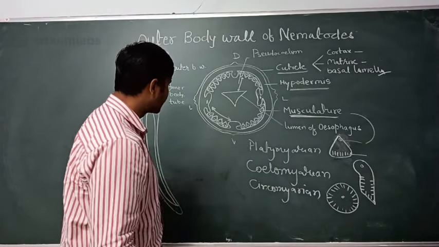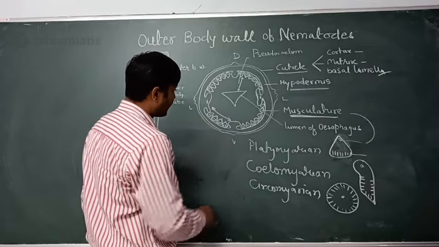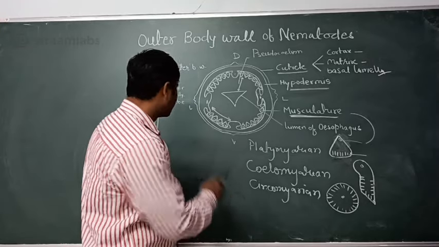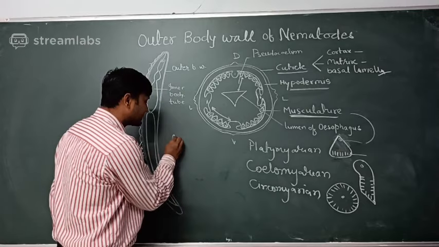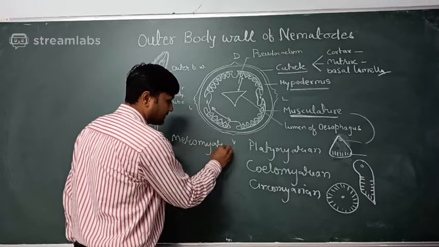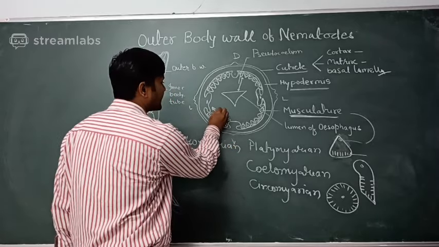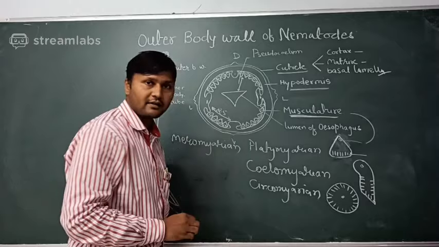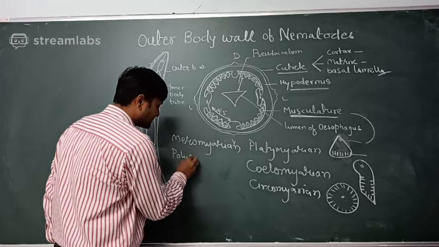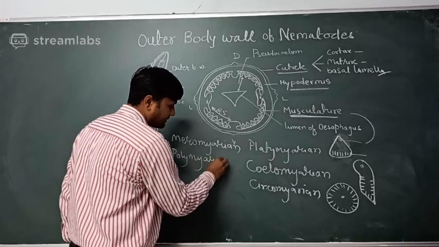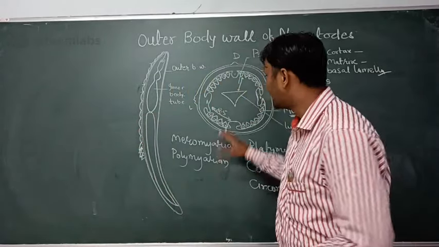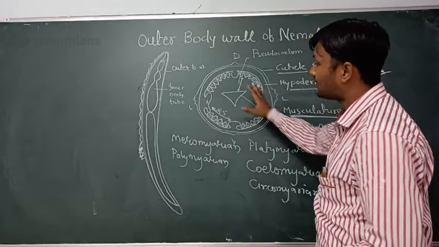Thereafter, two more situations are also there. If 2 to 5 muscle cells are arranged in between one intercordal region, the situation is called the meromyarian condition. If more than 5 cells are arranged in between one intercordal region, then it is called the polymyarian situation. So this is about the outer body wall of the nematodes.